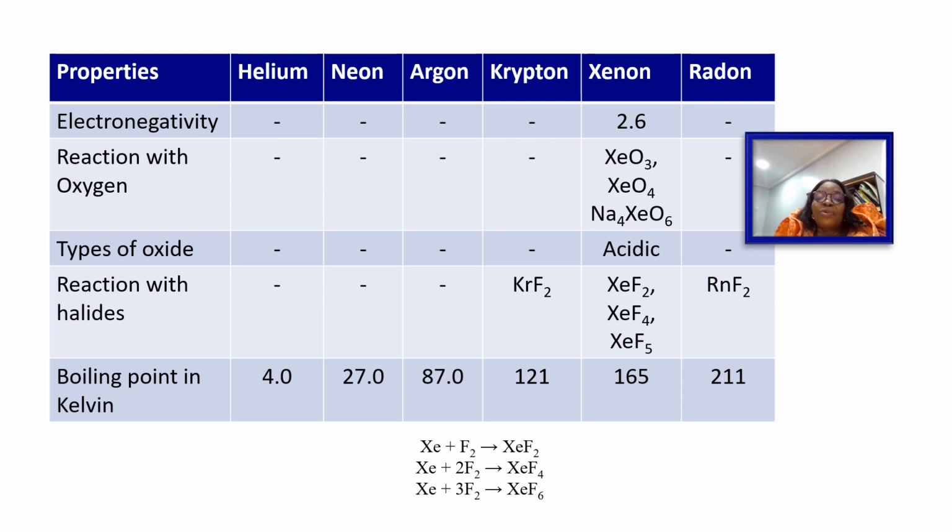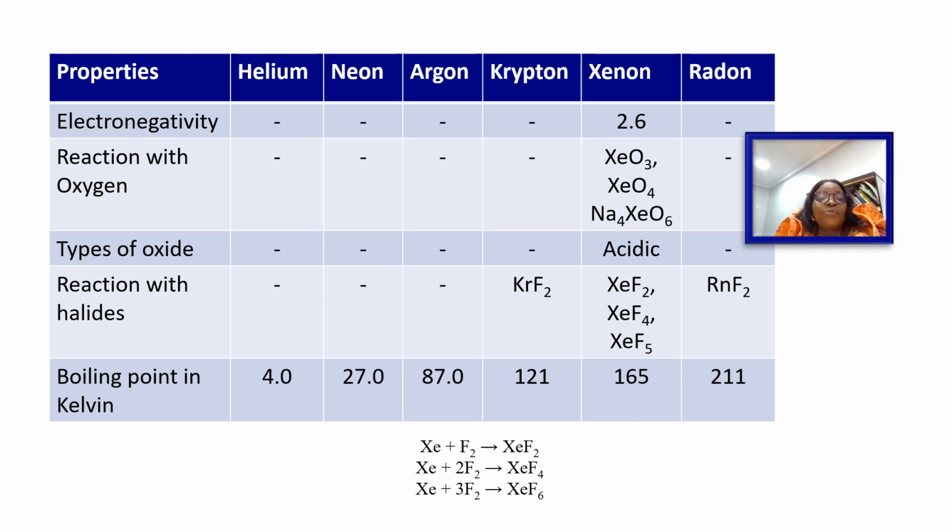What is their reaction with oxygen? Just as we said, the noble gases are chemically inert, with the exception of xenon, that can react with oxygen to form xenon trioxide, xenon tetraoxide, and also react with oxygen and sodium to form a compound, Na4XeO6. And their oxide is acidic. Oxide of xenon is acidic. That's what we mean. Others don't form oxides.